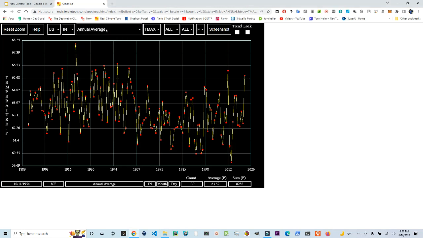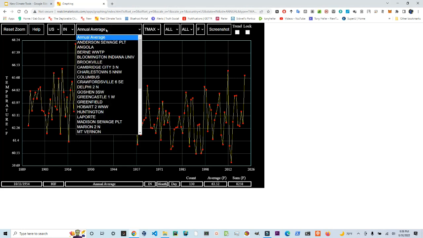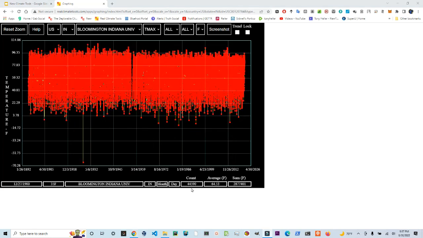Now let's select an individual station. I'm going to choose Indiana University at Bloomington, Indiana. What comes up is all 44,590 daily maximum temperatures recorded at Bloomington since the 1890s.